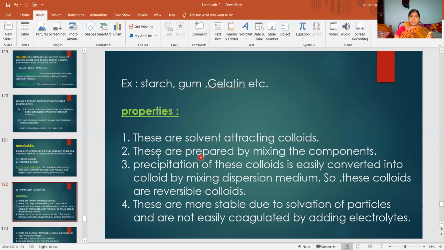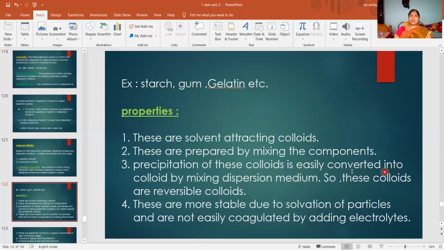So what is meant by precipitation? These colloids may undergo precipitation. That means they will separate. Dispersion phase and dispersion medium will be separated. So how again can we convert into colloid? Just by mixing the dispersion medium. If you mix the dispersion medium, then again it will convert into colloid. So whatever is precipitating, that precipitate will again convert into colloid by mixing dispersion medium.